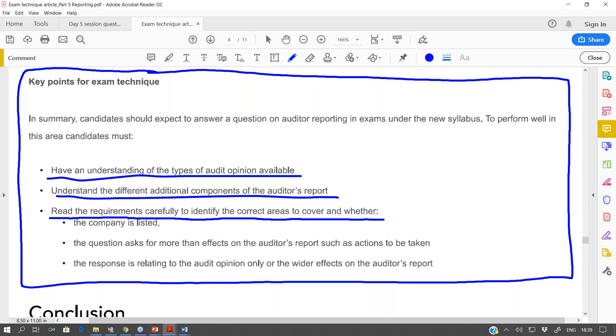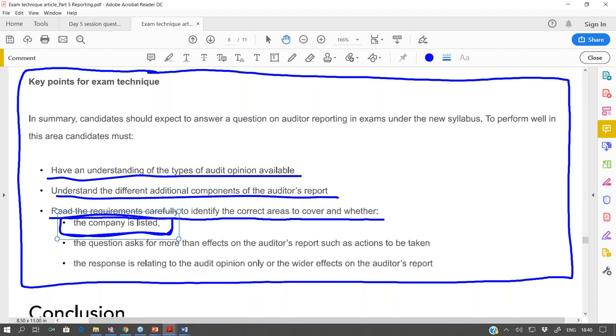Number one, for what? The examiner says read the requirement carefully. Number one, whether the company is listed. Now we know since the new report has come in, you must have seen in these past papers that in a question the examiner says the company is listed. Even in a reporting question, the examiner says the company is not listed. You need to read the reporting question very carefully. Either the examiner will say this is a listed company, or the examiner will say this is not a listed company. Now, does that make a difference? Does that make a huge difference in a reporting question?